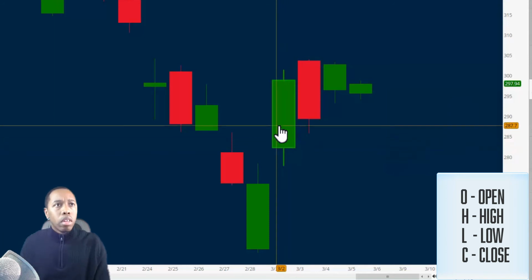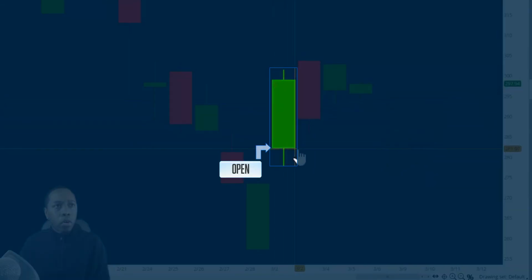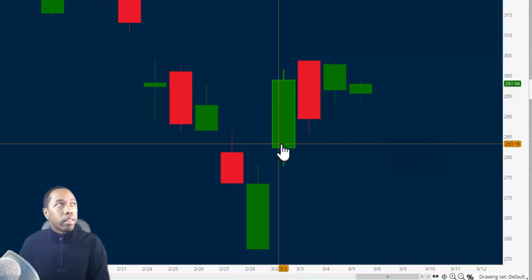OHLC, okay? On bullish candlesticks, the body lets us know, right here at the bottom of the rectangle, where the stock price opened during this daily session. On this day, if you look at my time frame, it says March 2nd. On March 2nd, the price of this stock, Apple, opened at this price here. I can read it over here. It says 282.28. That's where it opened.